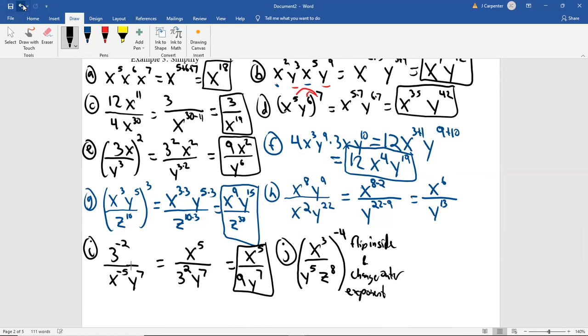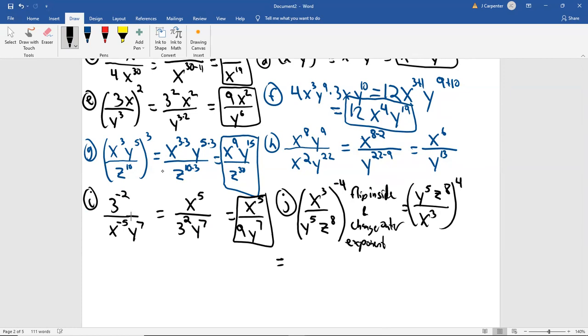Actually, I lied. I will show it both ways, just so you trust me. So I'm going to flip the inside and change the sign of the negative 4. So this will become y to the fifth, z to the eighth over x to the third, now all raised to a positive 4. This is the same principle. I've flipped the tops and the bottoms and changed the sign of the exponent. But I didn't change the signs of the exponents inside because that's what I'm calling top and bottom.